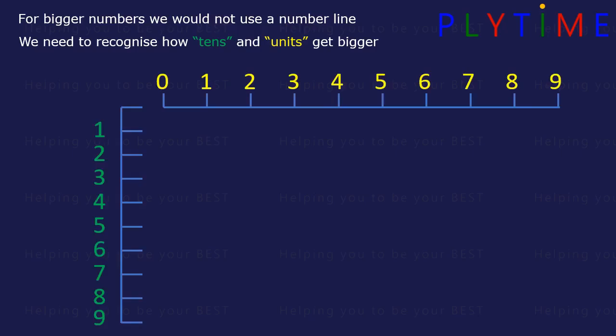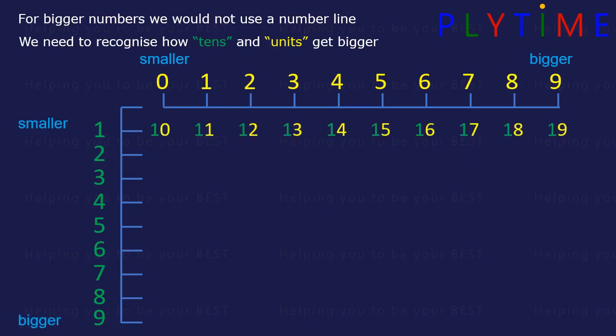Here, the ones are in yellow. 1, 2, 3, 4, 5, 6, 7, 8, 9. From smaller to bigger. And then we have the tens. The green ones going down. We go 10, 11, 12, 13, 14, 15, 16, 17, 18, 19. Then the 20s. It goes from 20 all the way across 21, 22, 23, 24, 25, 26, 27, 28, 29.